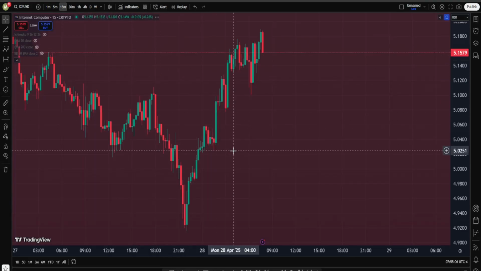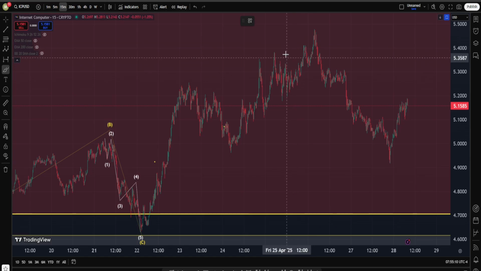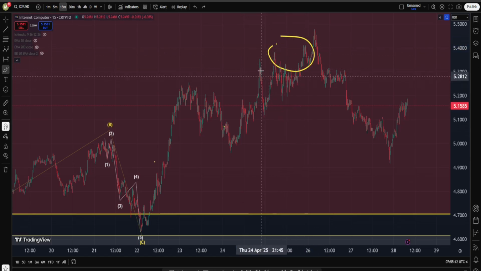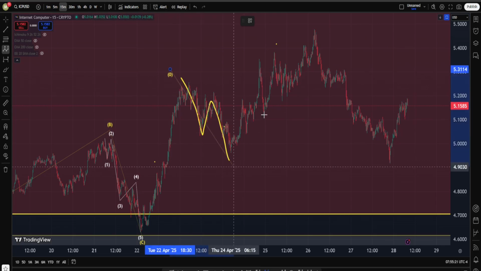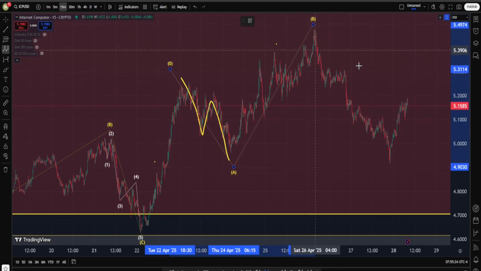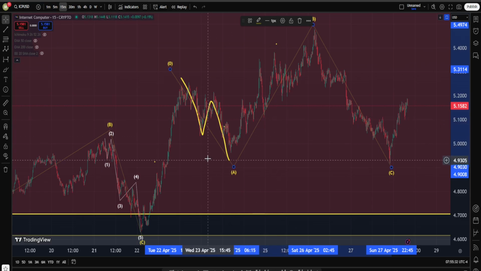And if you remember the last time that we talked about Internet Computer, I believe we were right in here, and the idea was that either this is by itself a simple ABC, or maybe this is part of a larger degree correction structure, maybe like an A, B, and I said we may see a 5-wave impulsive structure down into our C leg, and overall that pattern might be an ABC running flat or maybe an expanded flat, depending on whether we are going to take this low about $4.9 or not.